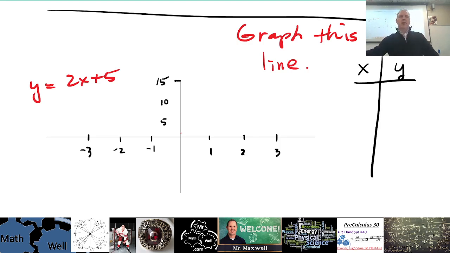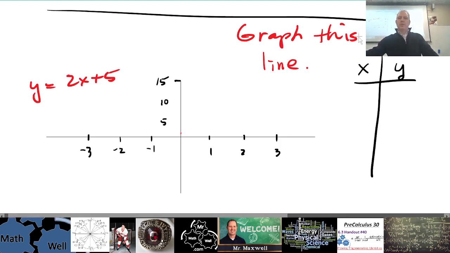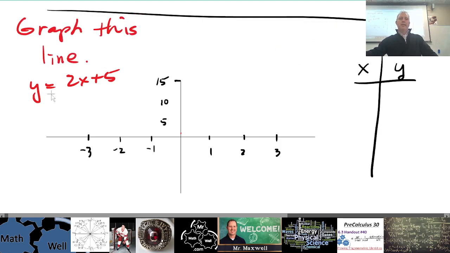So we're going to graph this line right here. The line is y equals 2x plus 5. This is a straight line. We're going to see that it's a straight line, and then we're going to examine this form of a straight line towards the end of class. So graph this line right here, y equals 2x plus 5.